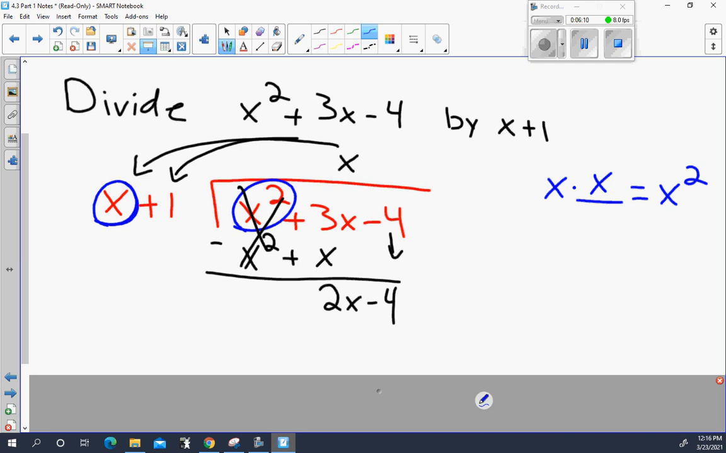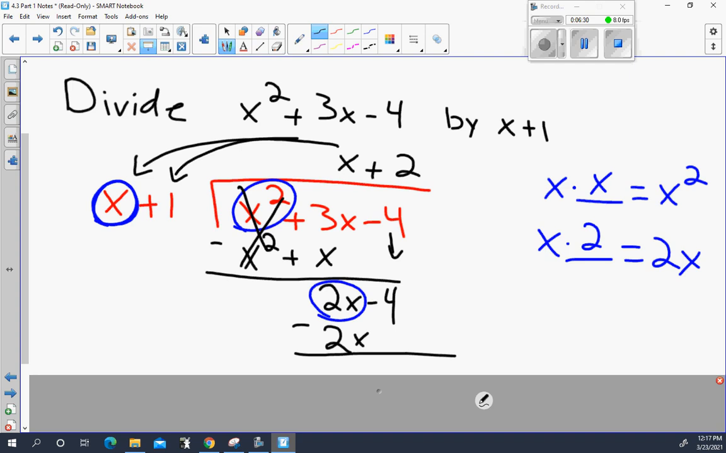Now again, all I care about is the front numbers, x and 2x. x times what gets me 2x? We should be saying 2. So that's going to be part of our answer, positive 2. x times 2 gives me 2x. Okay, but now, again, we have to multiply, what's 2 times 1? Positive 2. Okay, 2x's, those cancel out. What's negative 4 minus 2? It's negative 6. And that right there is our remainder.